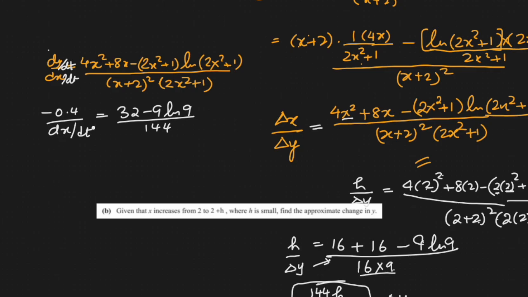Now, we want to find dx over dt. So, we'll cross multiply again. It comes here, dx over dt. And this is 0.4 times 144. Whatever we did in the previous part, the same we are doing here. 32 minus 9 natural log 9.